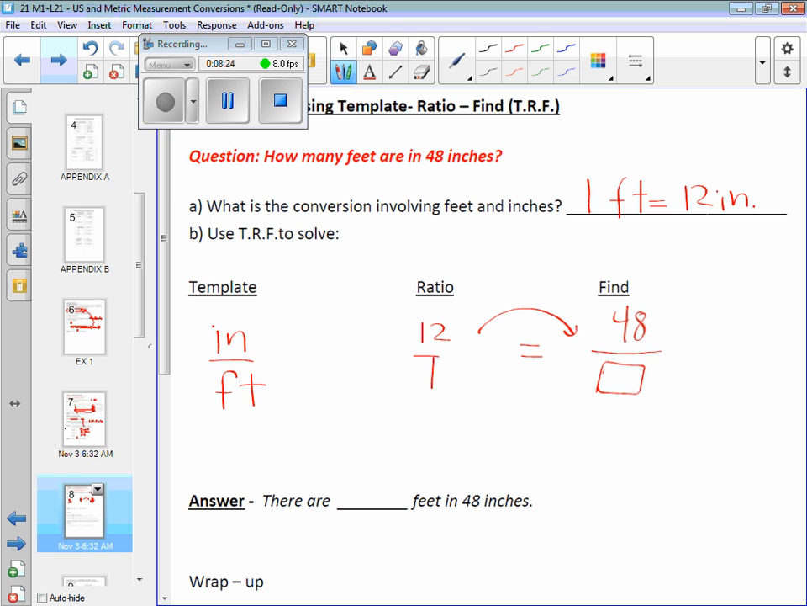Then use either multiplicative structure or constant to figure out the missing value. What are we multiplying by to get from one ratio to the other? 12 times 4. Missing number is 4.